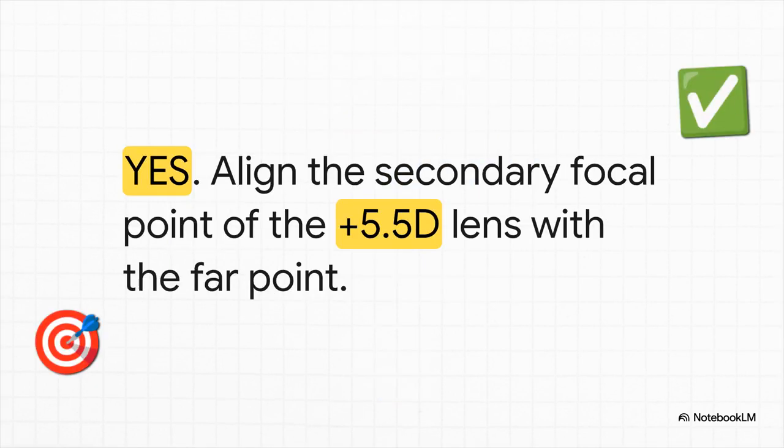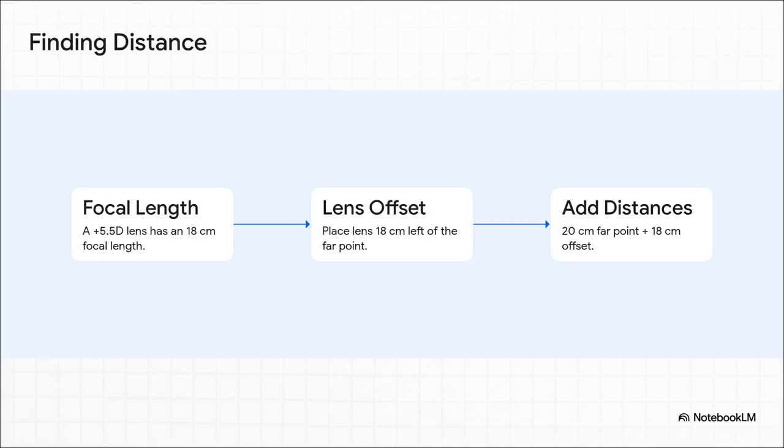Shockingly enough, the answer is yes. Physics honestly doesn't care about standard spectacle frame designs. The overlap rule dictates that as long as we align the secondary focal point of that plus 5.5D lens perfectly with the far point of the eye, we hit a bullseye on the retina and we're going to form a sharp image. Let's map out the anatomy and physics carefully here.